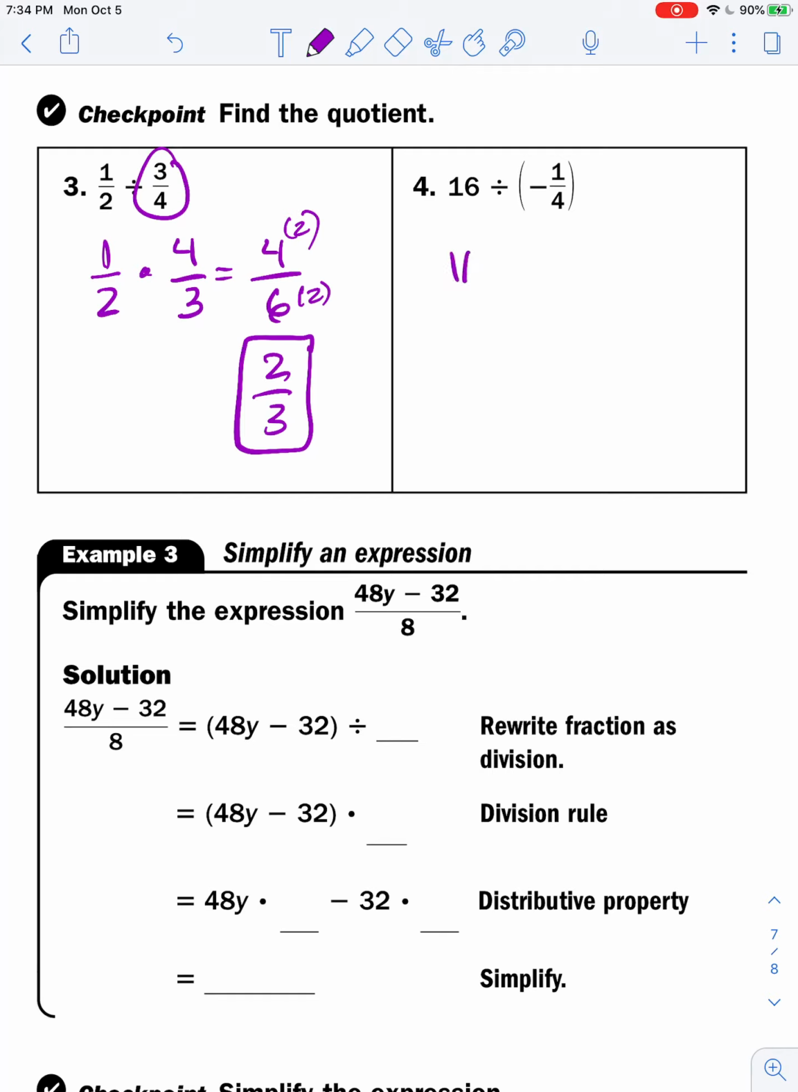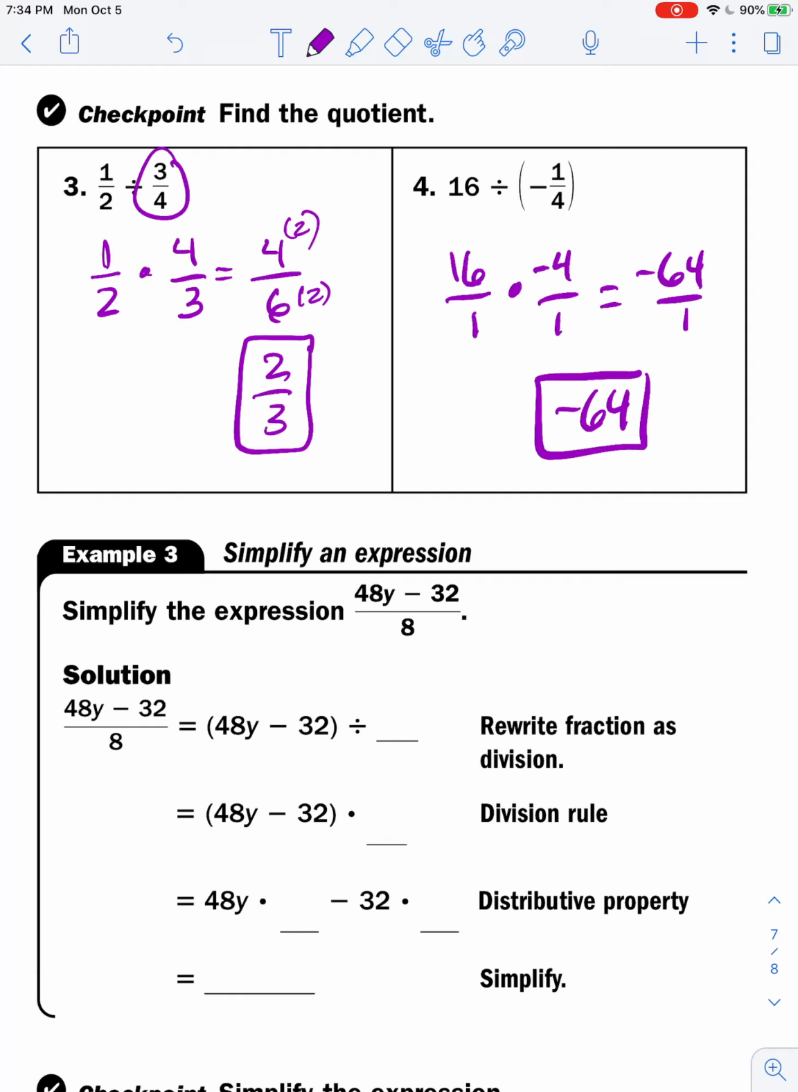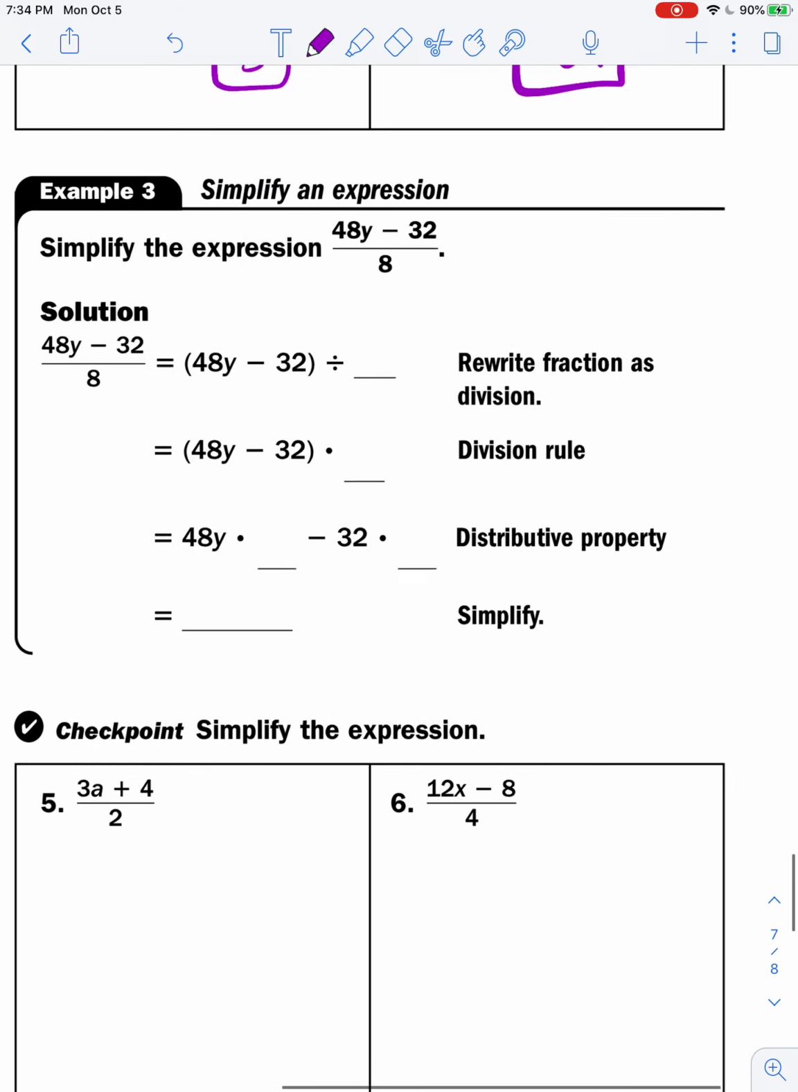This one looks tricky. This is going to be 16 over 1 times the reciprocal, which is actually going to be negative 4 over 1. So you end up multiplying these top numbers and the bottom numbers for your final answer of negative 64. And it's negative because I have one negative number and not another one to cancel it out.